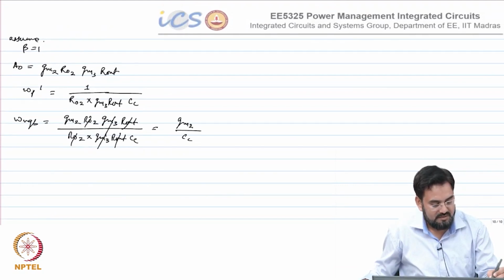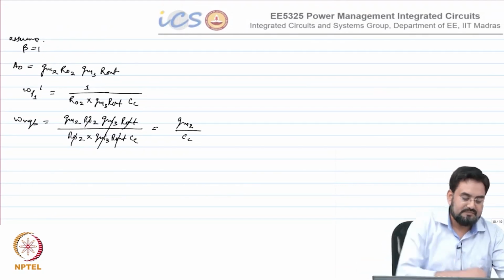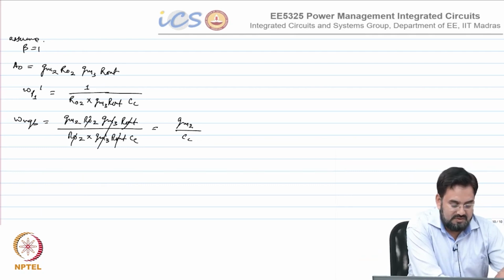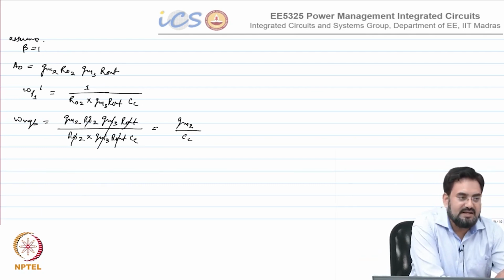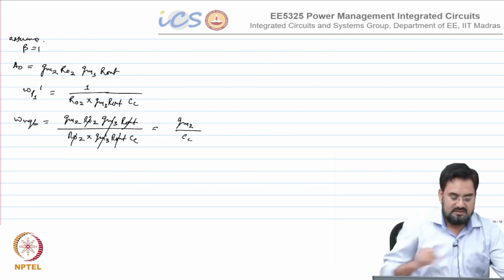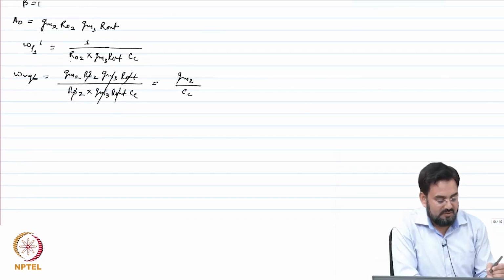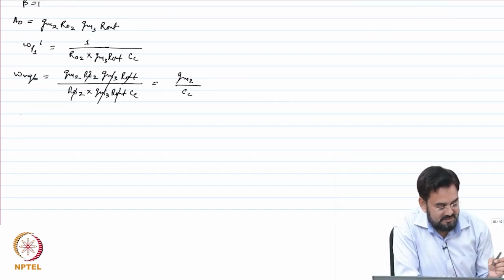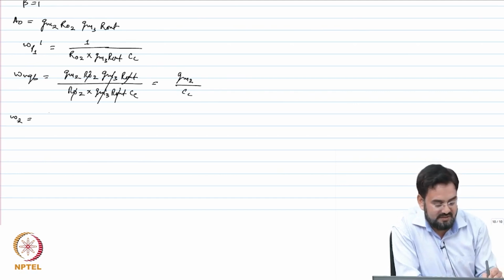Okay. So if I want to maximize UGB, all I need to do is increase the transconductance of your first stage. So what is your phase margin, and where was your 0, omega z, the right half plane 0, what was the frequency of that? GM3 over CC. So what is the phase margin?